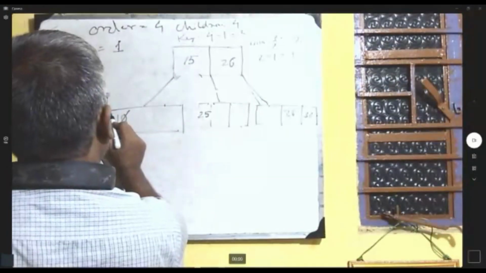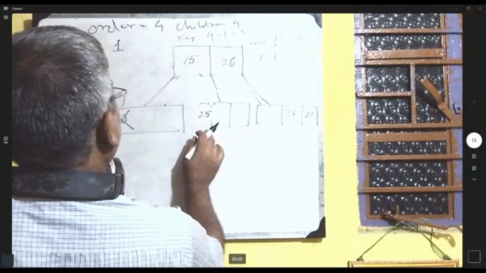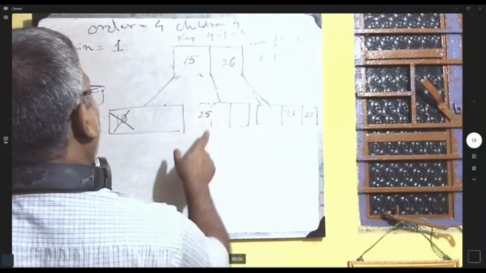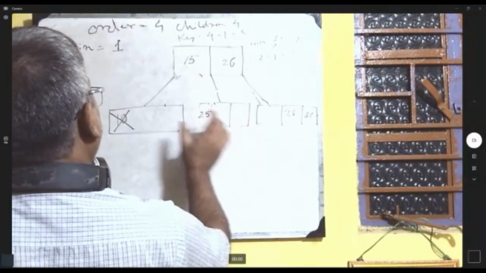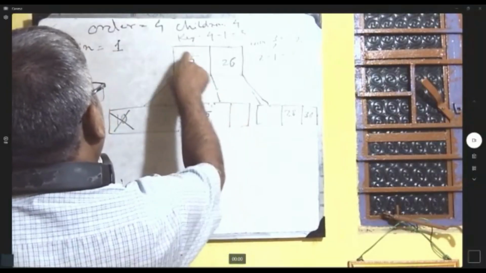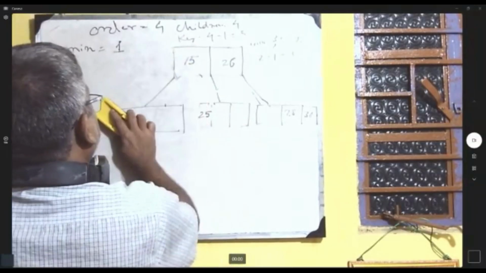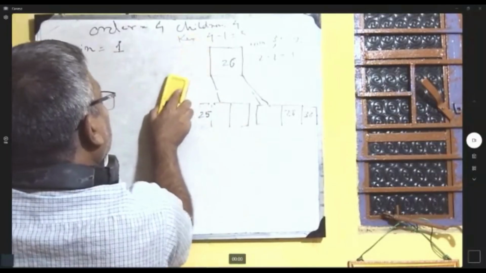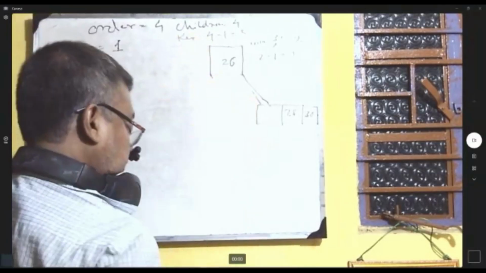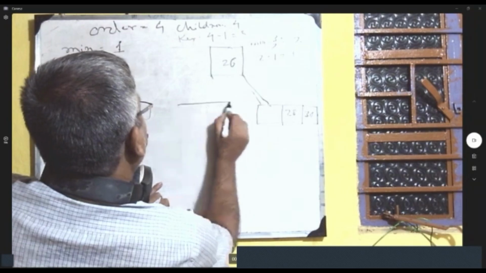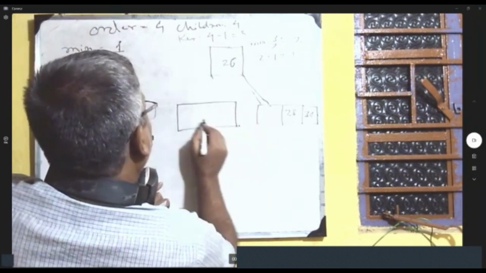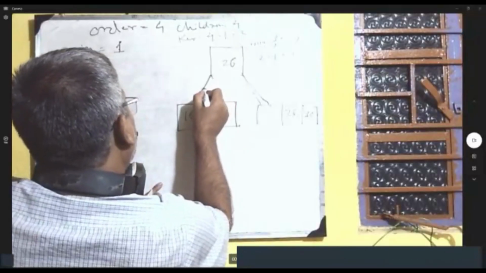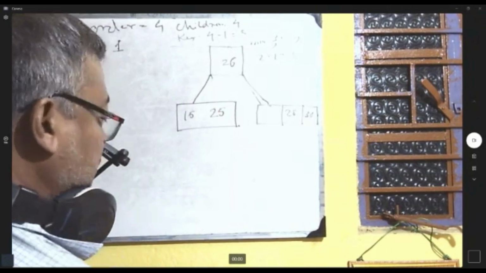10 is deleted, then only one key, the right key of the 50, 25 is there, and it is not possible to borrow from this middle node. Then these two nodes will be merged. 15 and 25 will be merged, and this will represent the left key of the 26.